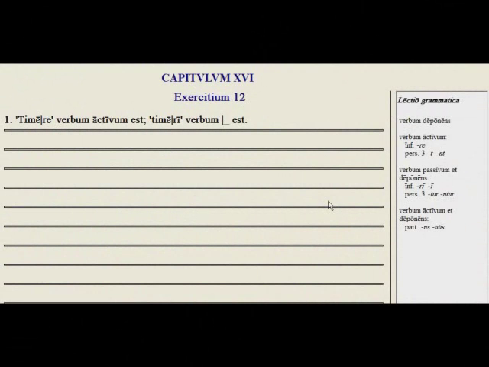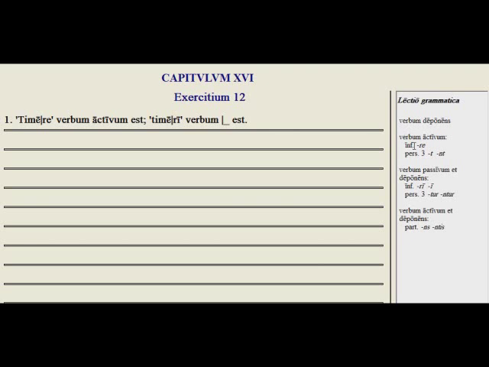Welcome to Lingua Latina, Chapter 16, Grammatica Latina exercises. Here we have practice with deponents, and in the margin we see the verbum deponens, which means a deponent verb. First we have endings for the active verbs.